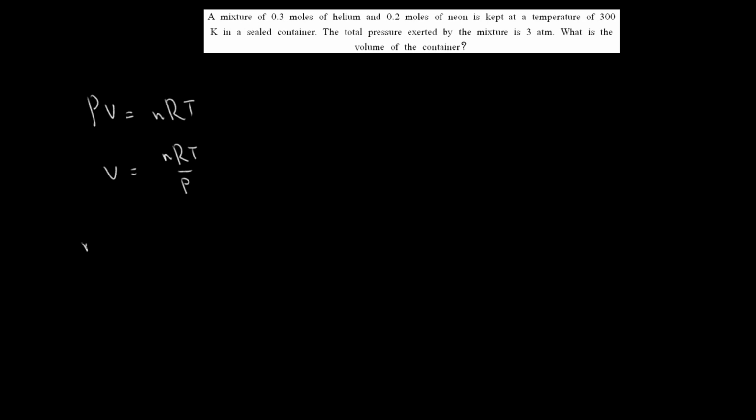So let's see. Our n. Now in this case, we need to find the total number of moles. So what I can do is I can say n total is going to be equal to the moles of helium, so He for helium, and I can add this to the moles of neon, so it's going to be Ne. That's going to give me 0.3 plus 0.2, and we have a total of 0.5 moles. Okay, that's our moles that we're going to use.